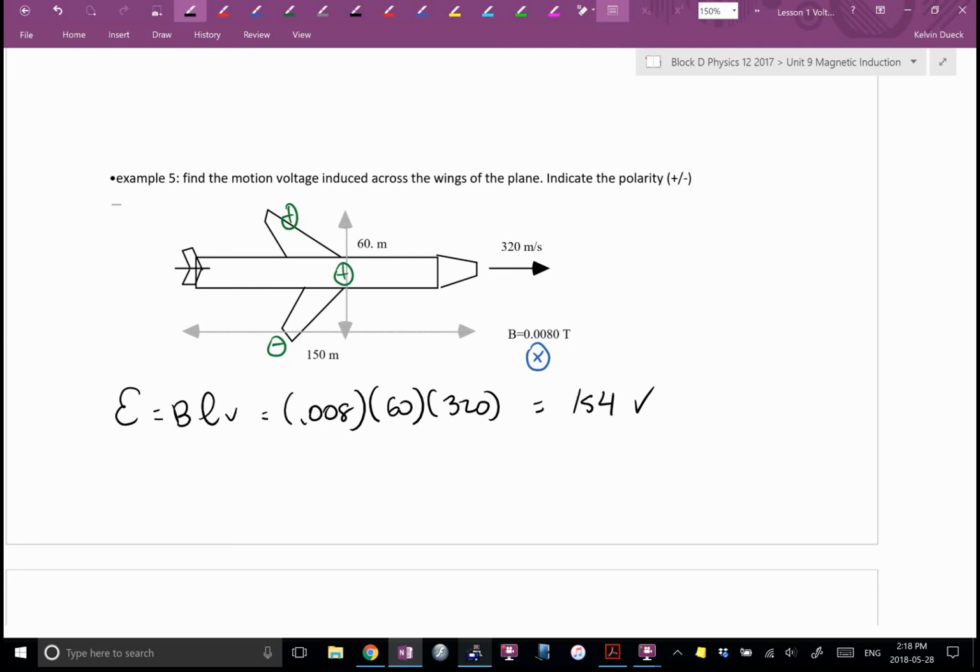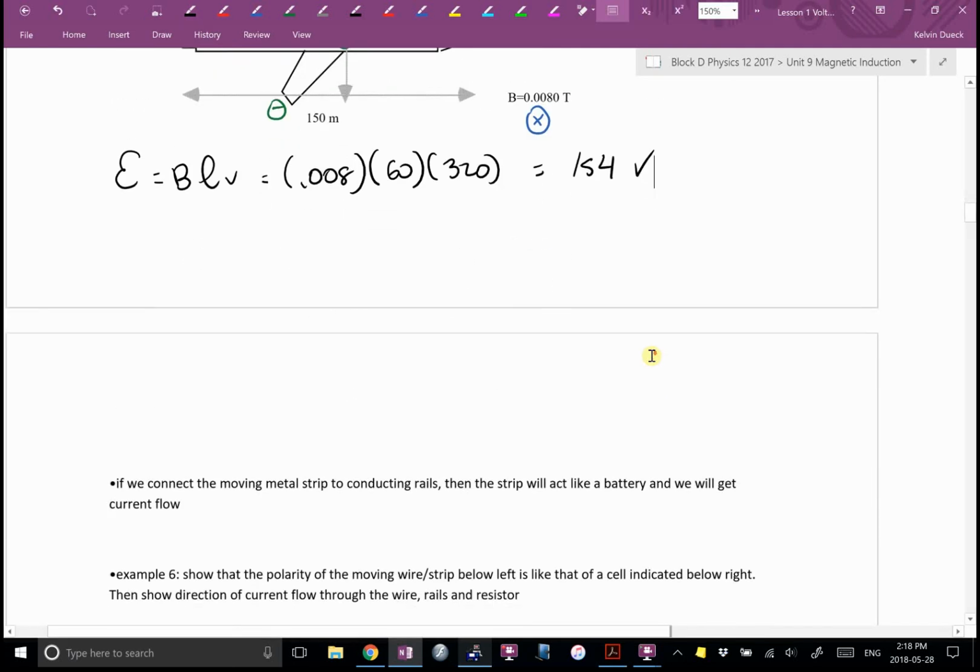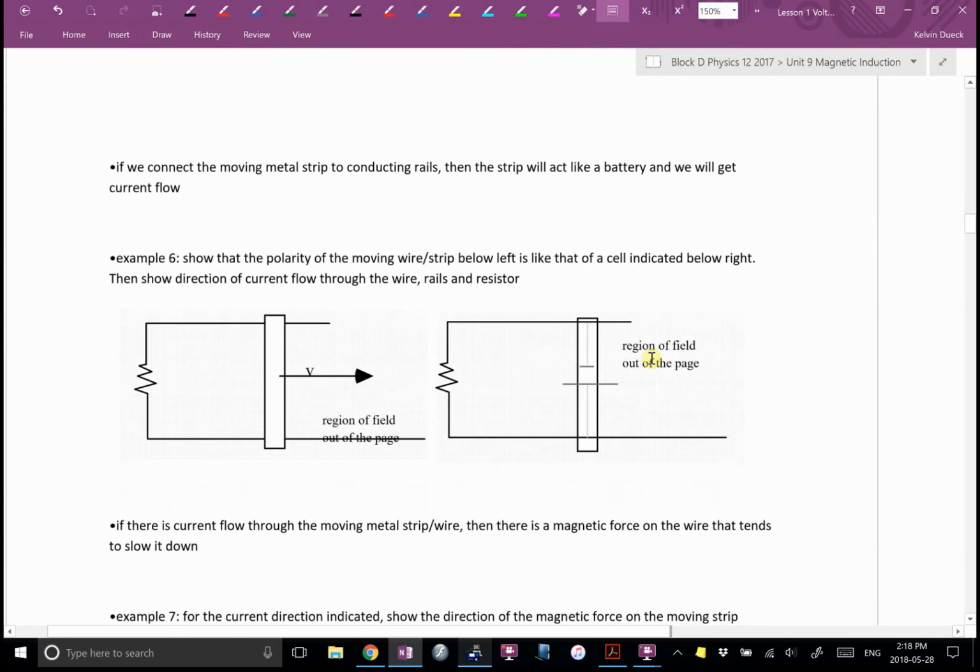And how would that make the cigarette lighter? Have we separated charges? So we now have a voltage. Now, it's a good question. If we then connect that moving metal strip to conducting rails, then the strip will act like a battery and we'll get current flow. It'll just heat it up, the same way your stove elements work, just on a lower scale.